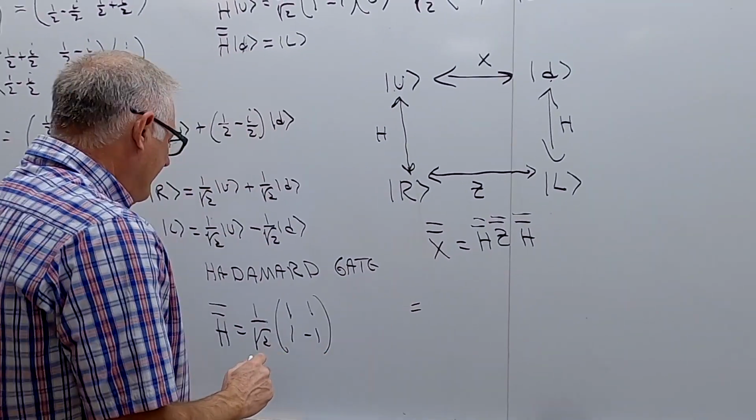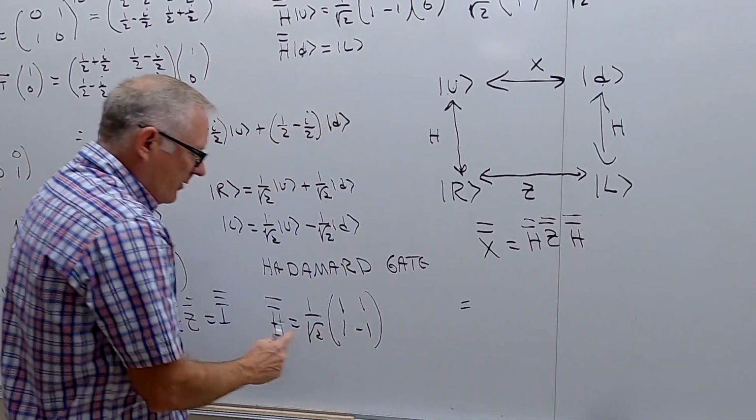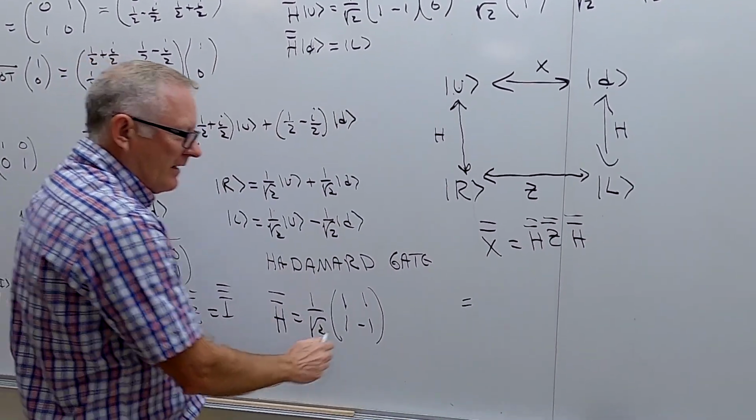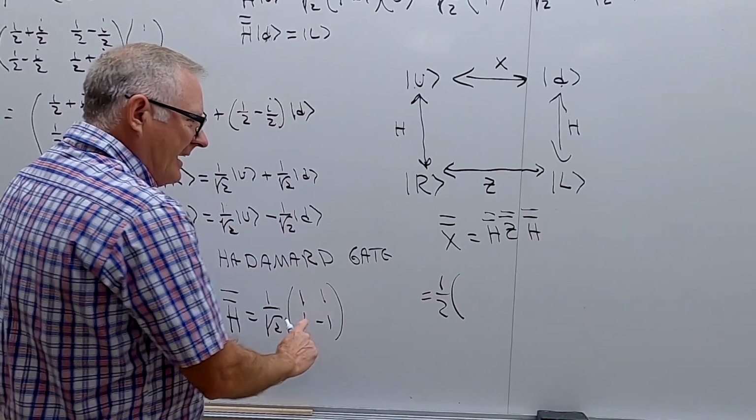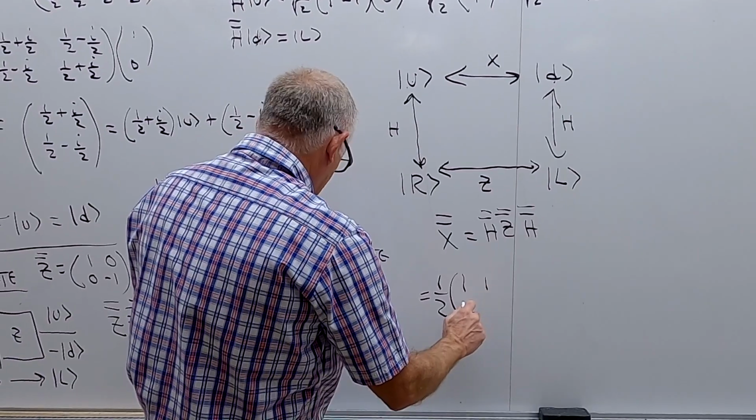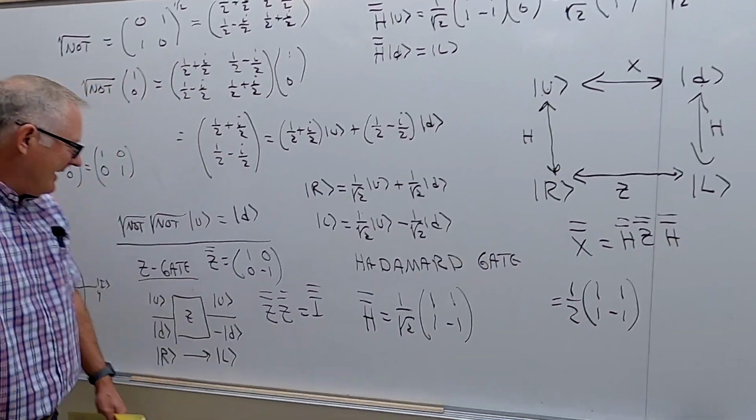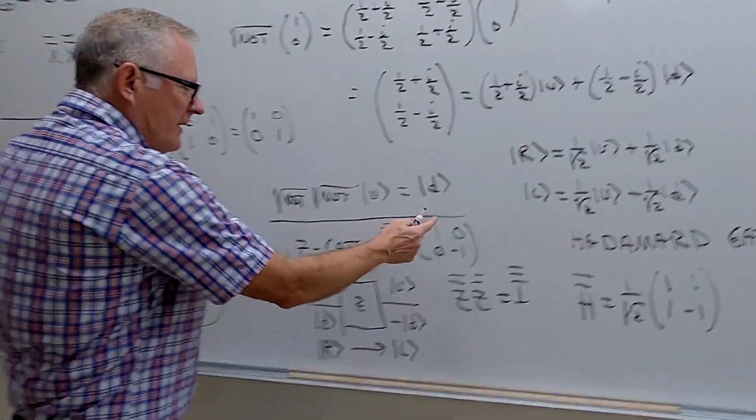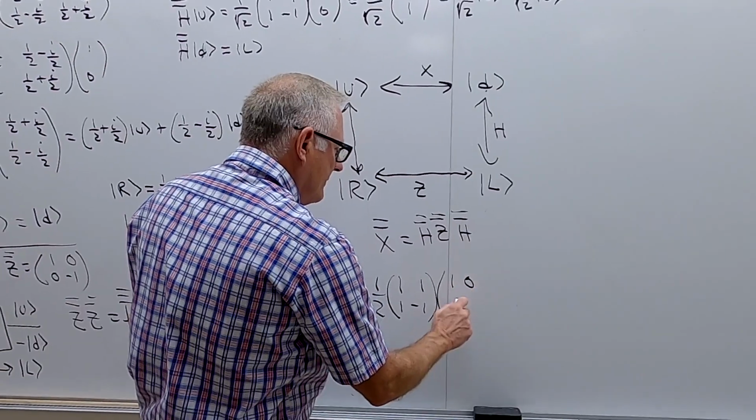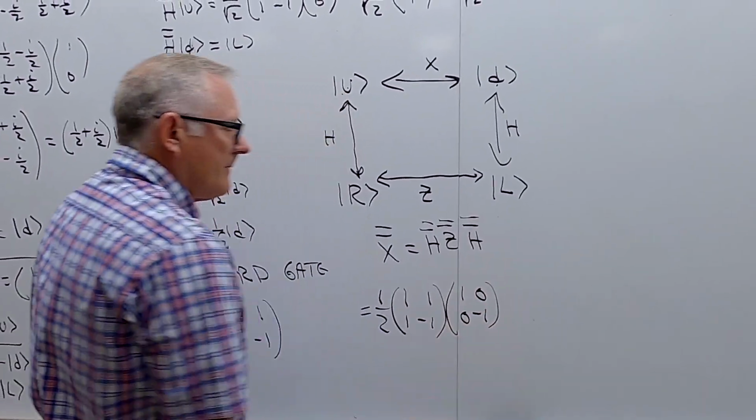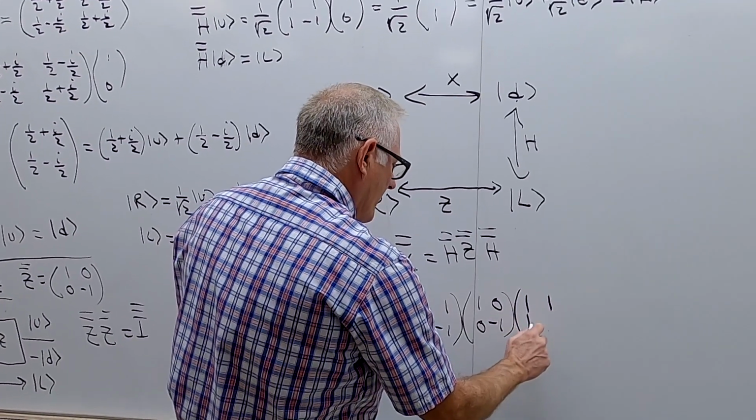The H gate was right here, 1 over the square root of 2. I'm going to get another 1 over the square root of 2 on the other H gate, so I'll just pull out the 1/2. And we would have the H, which is [1, 1, 1, minus 1]. Then we had the Z, which is right here, [1, 0, 0, minus 1]. And then we had the H again, [1, 1, 1, minus 1].